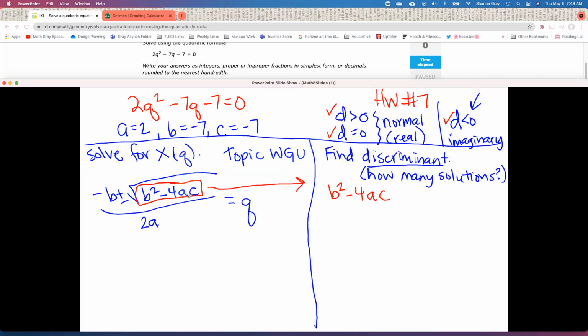So let's go through the bigger version, because I've definitely had some questions from kids about how to go in order to solve that if you're going to do it on paper. And then let's also go up into Desmos and just remind you what that would look like with this problem.